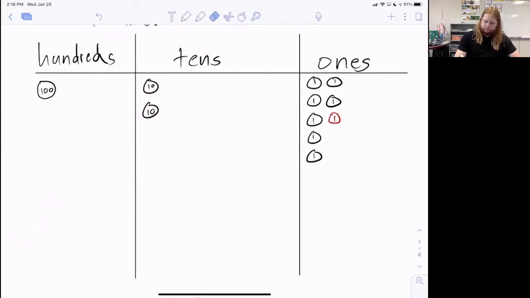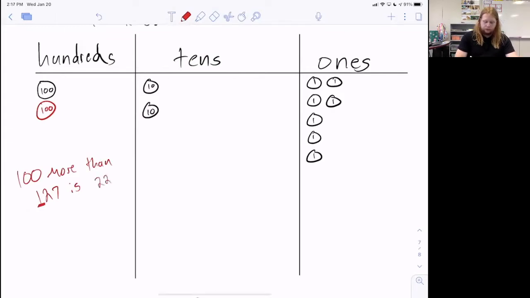Okay. What if I added 100 more? Well, 100 more than 127 is, well, let's skip count by 100. You can just change this one to the next one up since we're only going by 100. So that would be 227. Good.